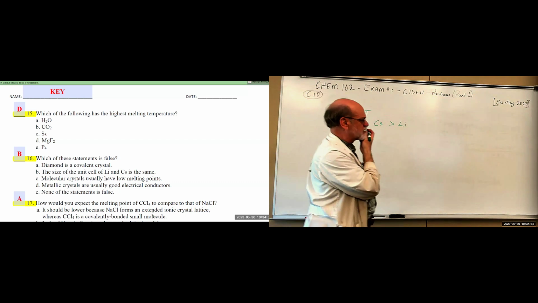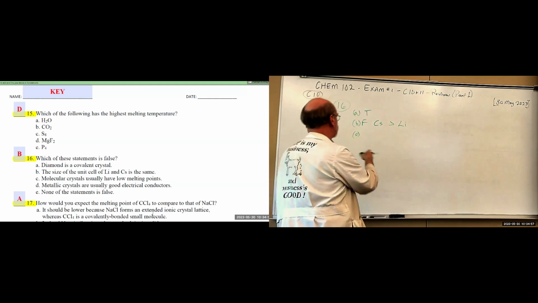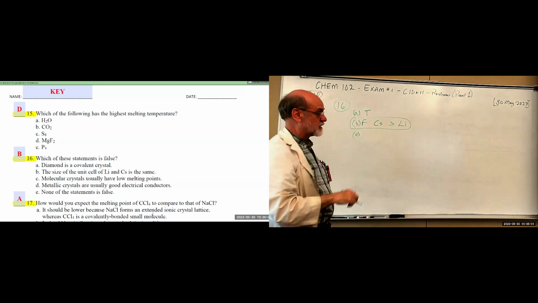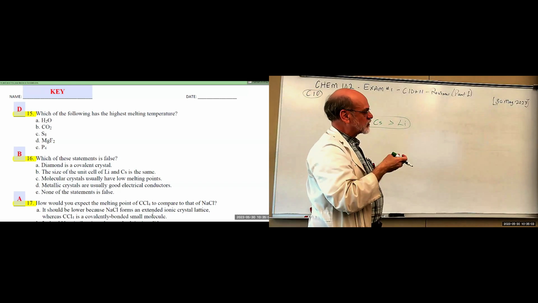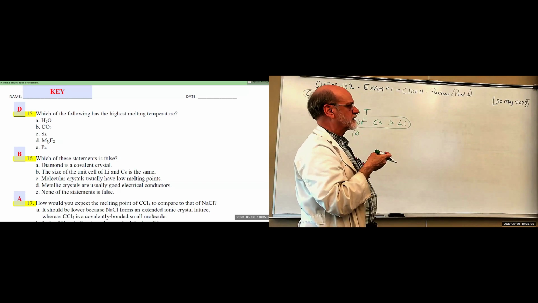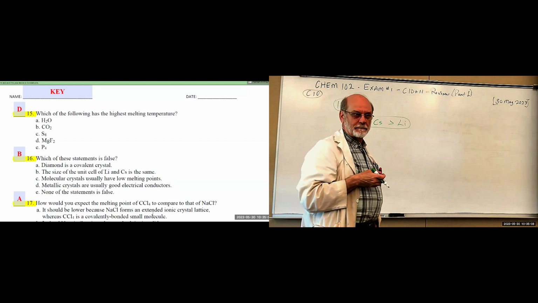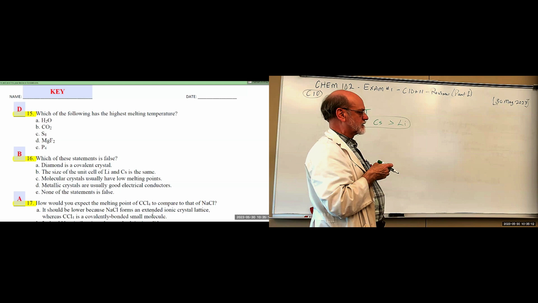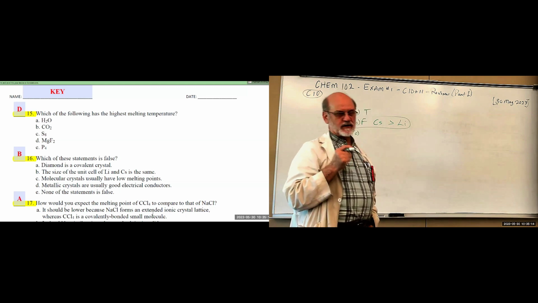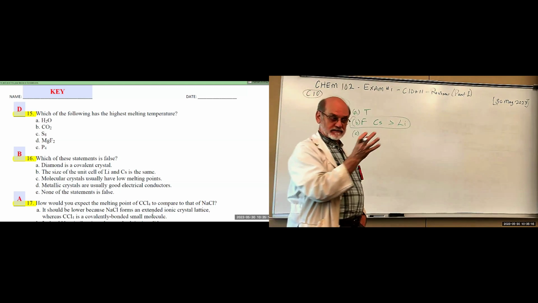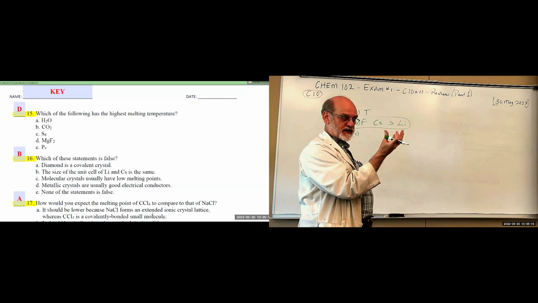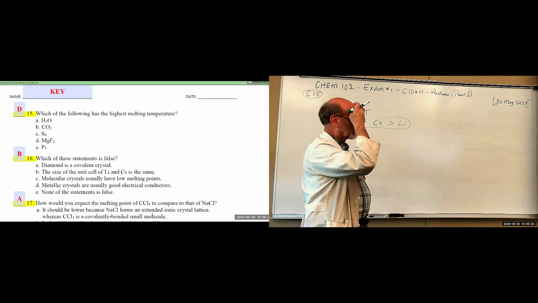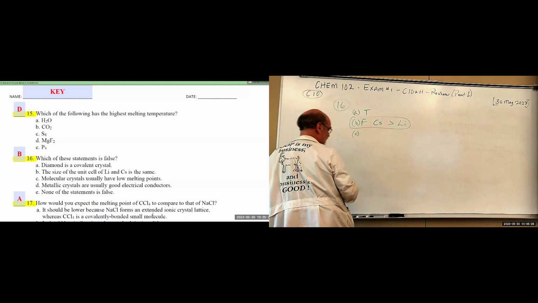Let's see, what are our choices? None of the statements is false. Oh, we found a false one. There we go. So that one's false. The rest of them should be true. Molecular crystals usually have low melting points. That's true. Metallic crystals are usually good electrical conductors. Metallic crystals, that is when you have the metal atom fixed and the electrons are free to move. That's true. All right, so we found our answer. B is the answer.